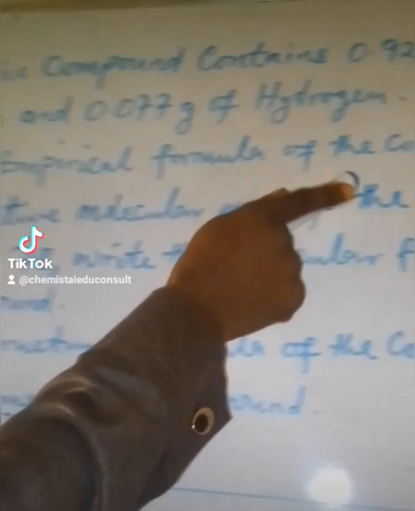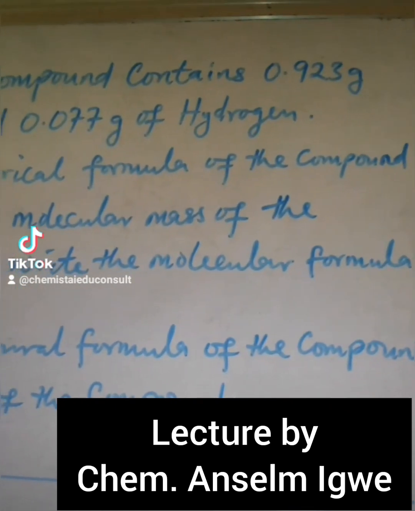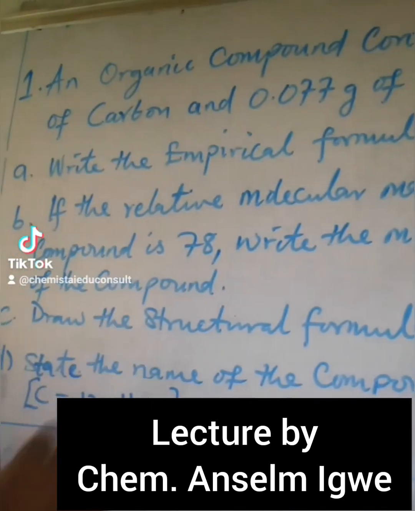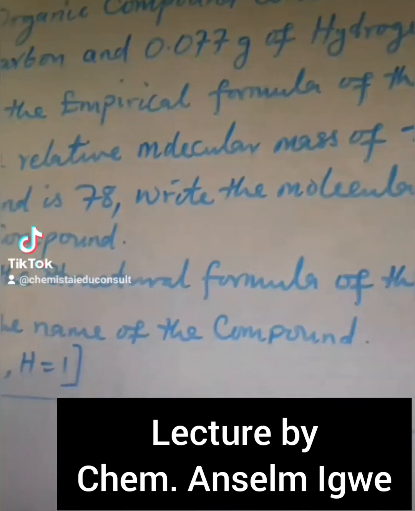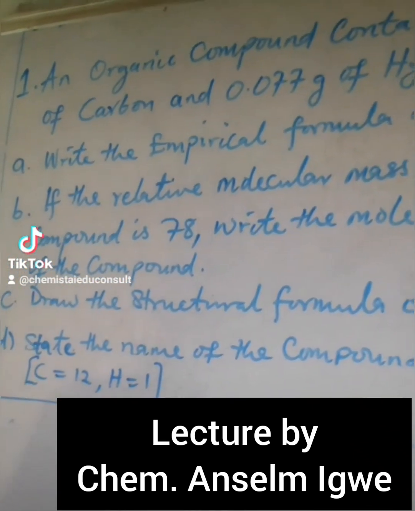An organic compound contains 0.923 grams of carbon and 0.077 gram of hydrogen. A. Write the empirical formula of the compound. B. If the relative molecular mass of the compound is 78, write the molecular formula of the compound. C. Draw the structural formula of the compound. And D. State the name of the compound. Given are the atomic masses of the two elements, carbon and hydrogen. Carbon is 12, hydrogen 1.